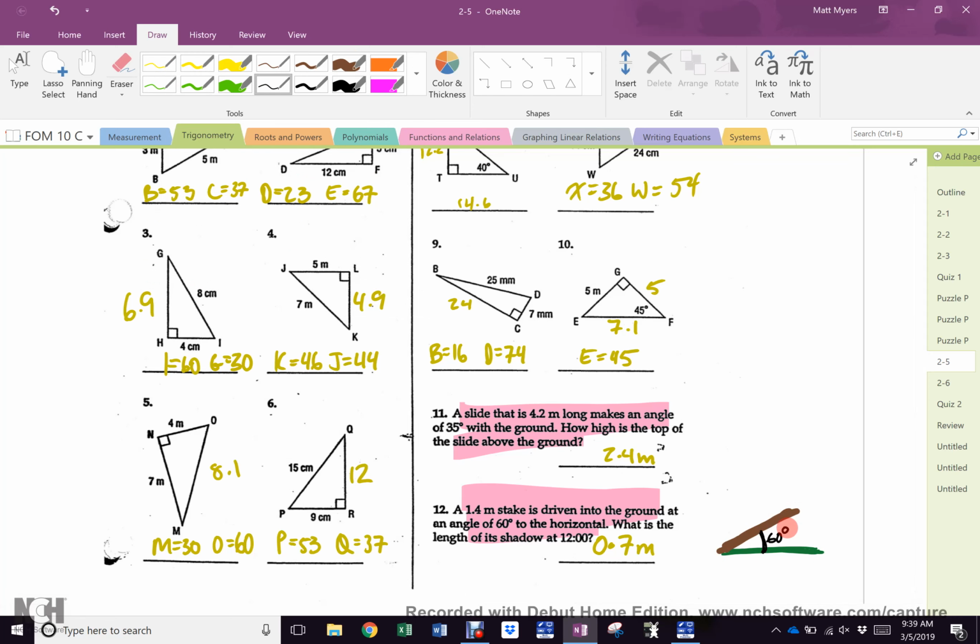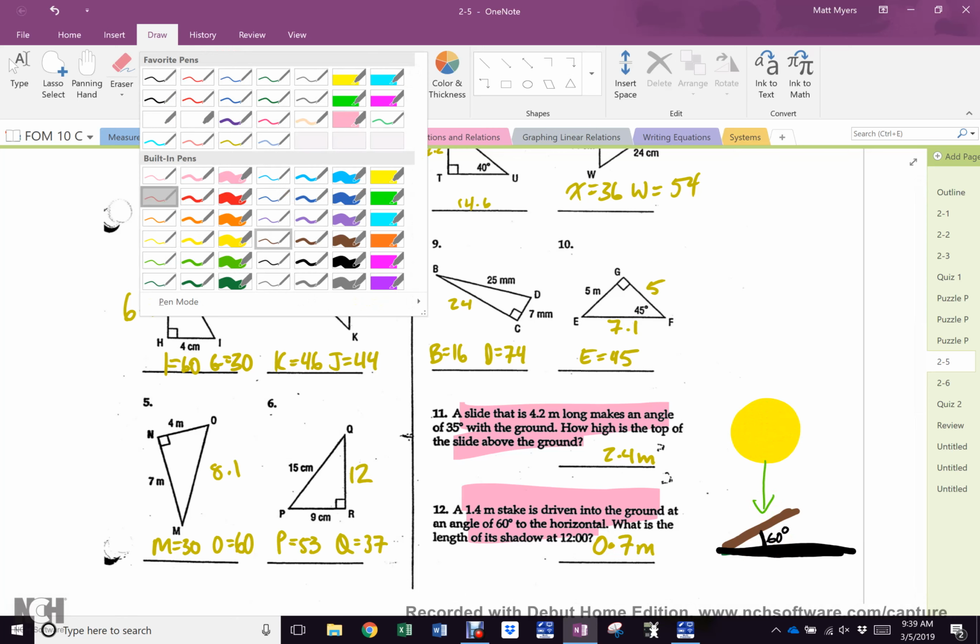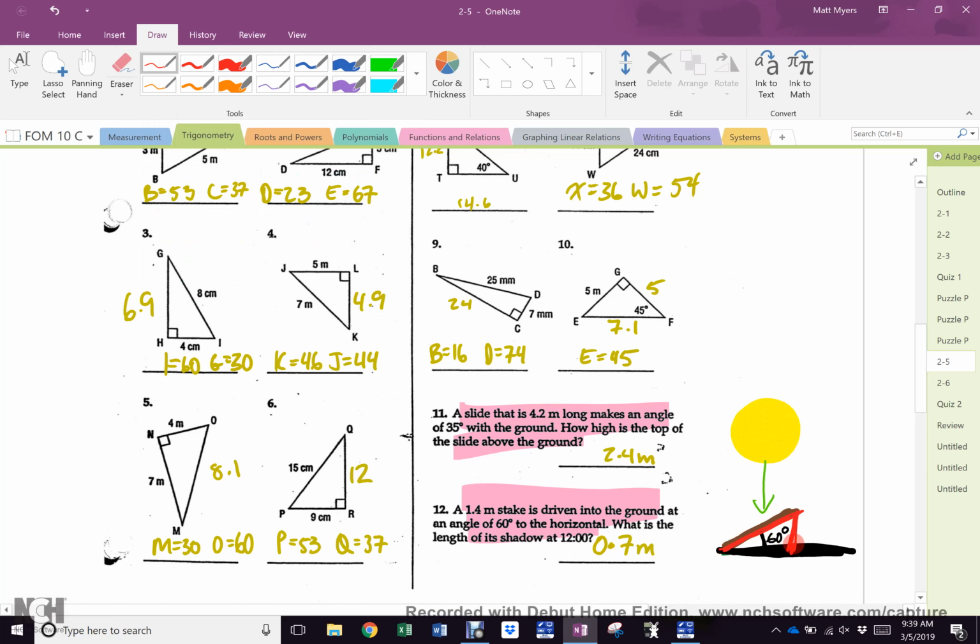Where does shadow live? On the ground, yes? So down here will be a shadow of, that's a way too thick a line, you idiot. Down there will be a shadow of the stake. Now, that whole bit about the sun, who cares really? But technically, the sun at 12 noon is directly over you. So it shines down, creating this shadow, which creates this right angle triangle. And of course, you know how long the stake is because it is 1.4 meters.